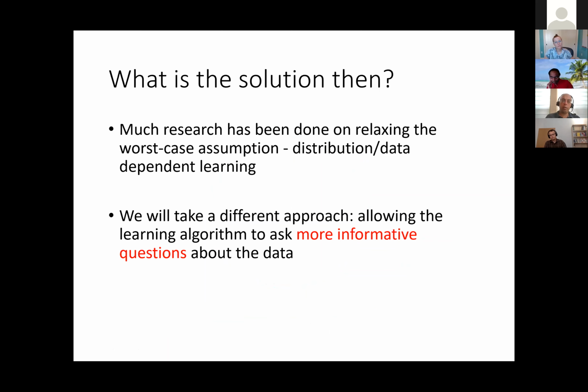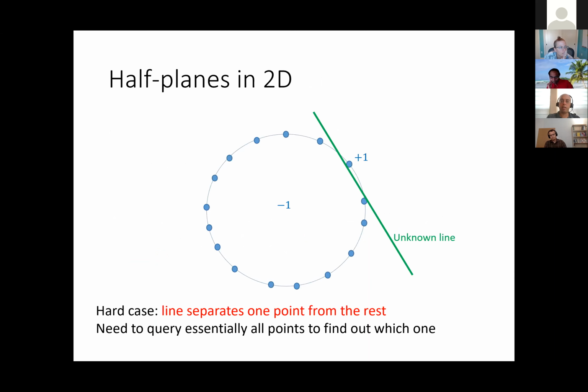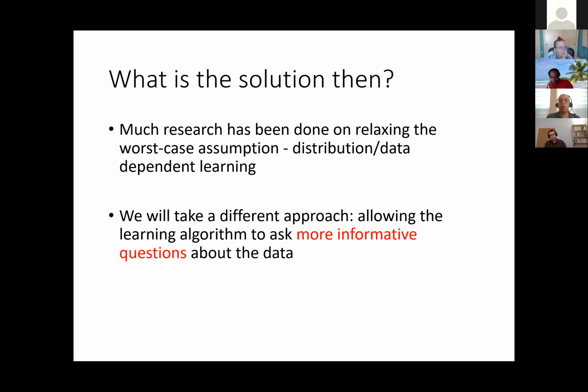So a lot of the research in the machine learning community has been on trying to say, well, this is really like an adversarial scenario. Like this example here is really adversarial. It doesn't look like examples we get in real life. Let's look at relaxing this worst case assumption and get some distribution-dependent learning.